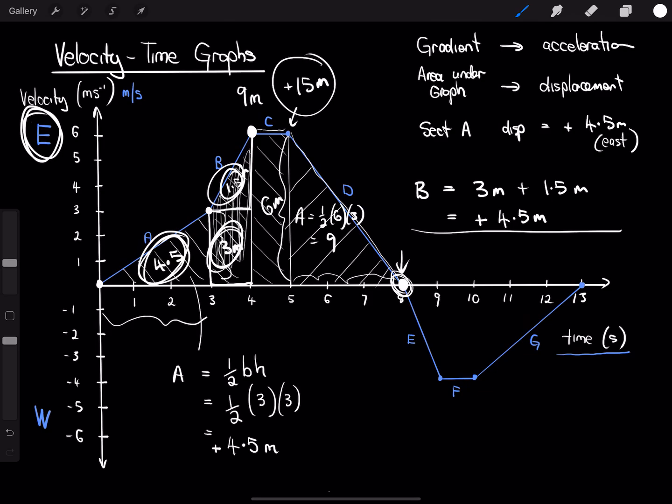And so by the 8 second mark, it has travelled 15 meters plus another 9, so it's travelled 24 meters. So this object, from the moment it started to the 8 second mark, had a total displacement of 24 meters east of where it started. So it is now 24 meters east of its initial starting point.